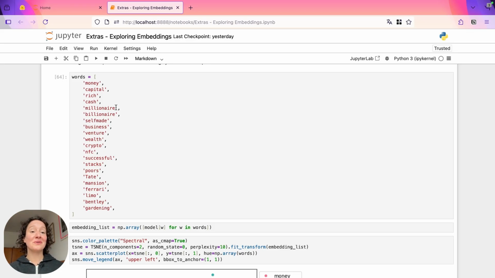And I want you to play around with this. I want you to, if you build out a notebook, paste it here. Let me know how it went.